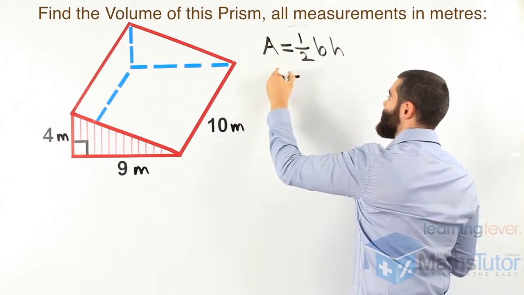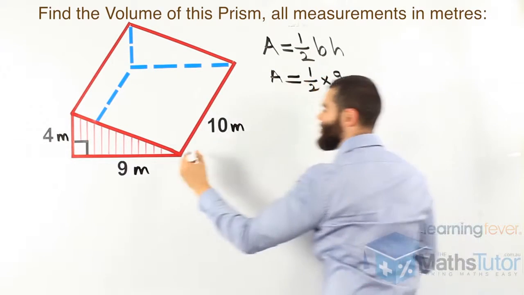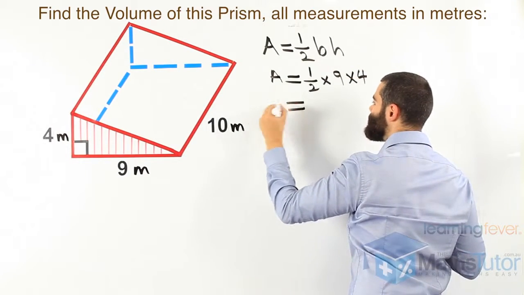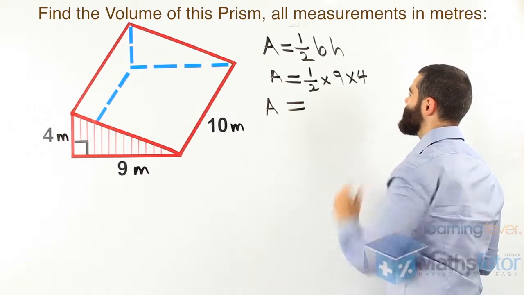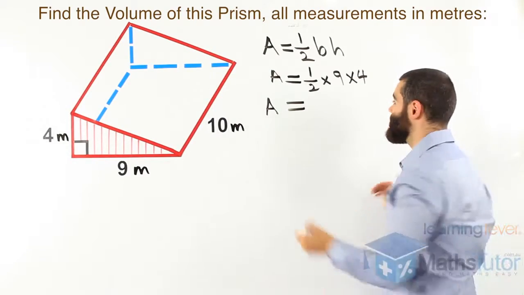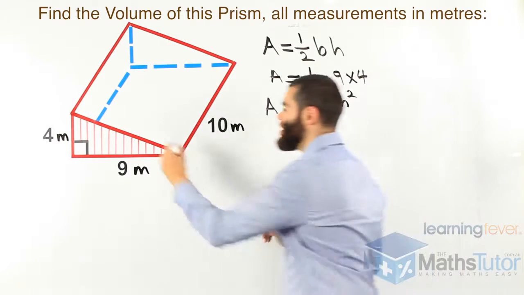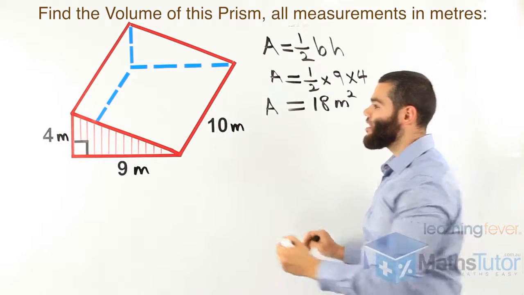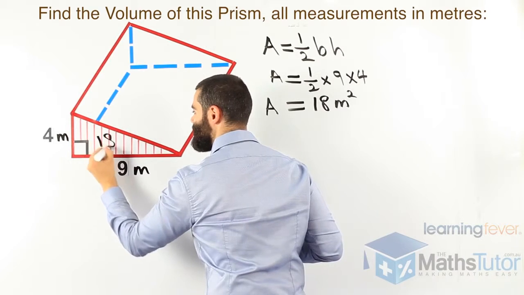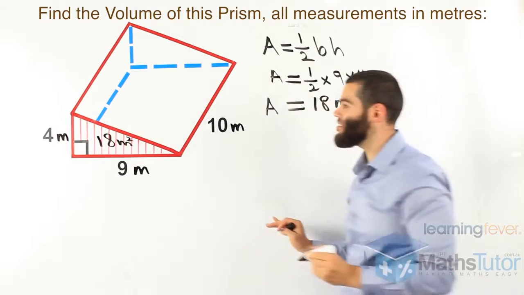So A equals half times the base, which is 9, and the height, which is 4. Half times 9 times 4. 9 times 4 is 36. Half of 36 is 18 square meters. We are finding the area, so square meters. So the area of the cross-section is 18 square meters.